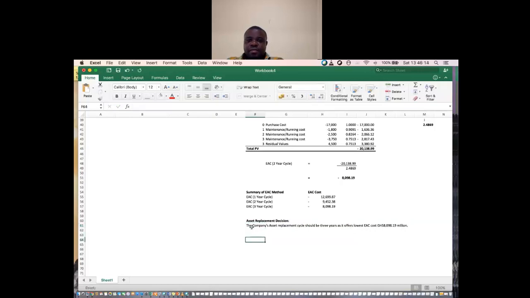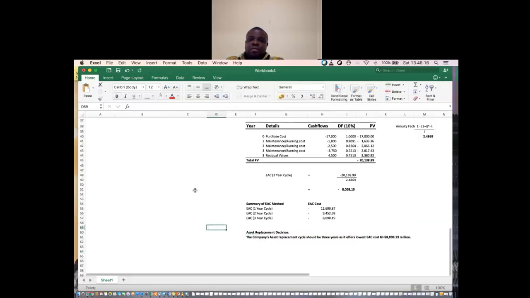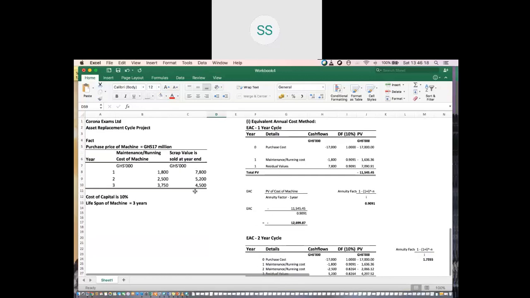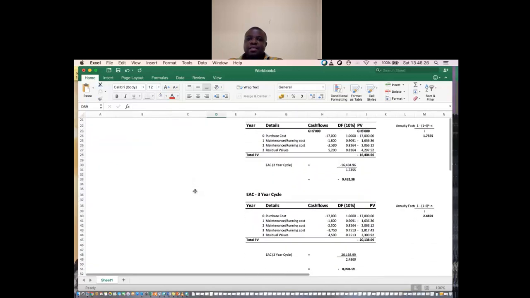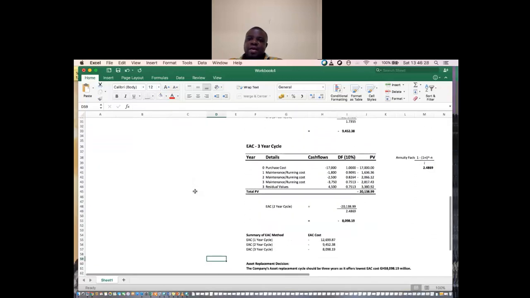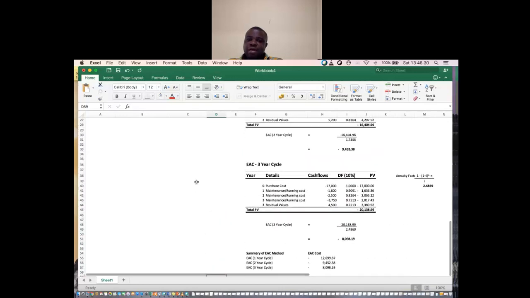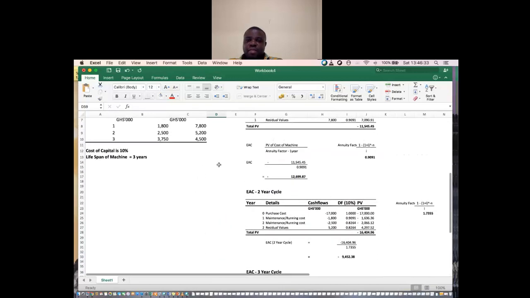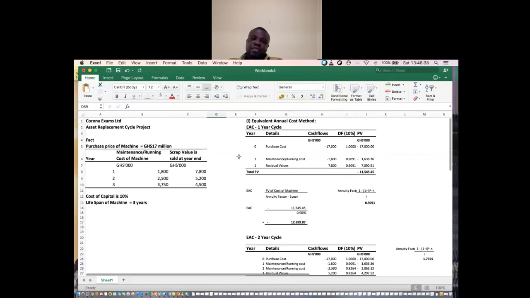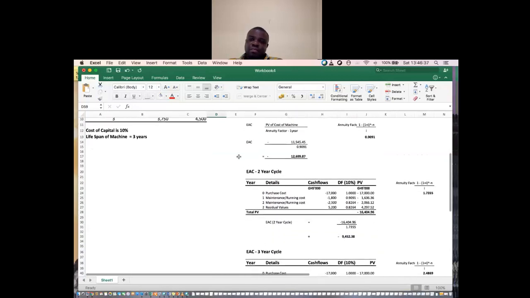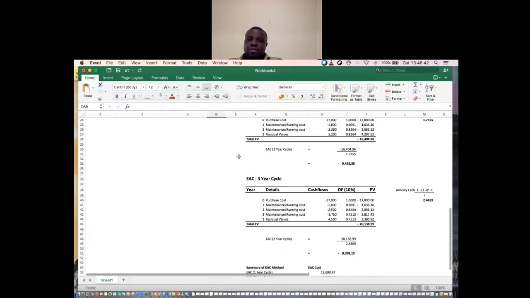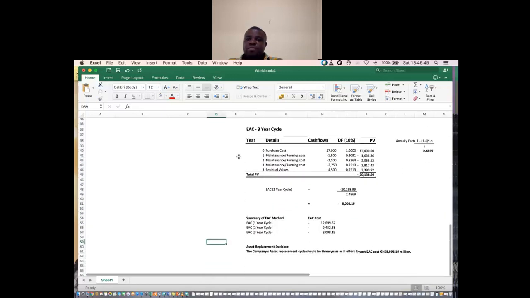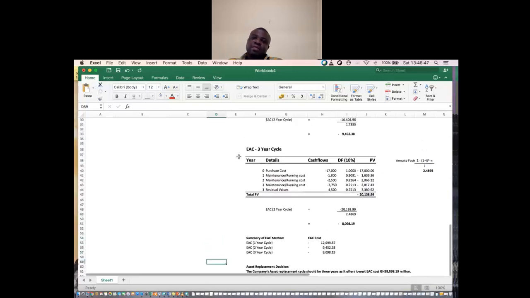All right. So on the whole, when we are going through the annual equivalent cost method, these are the decisions that we go through, and this is how we arrive at the annual equivalent cost method. Is there any question that I should take? No, sir. All right. So this is how we go about determining the annual equivalent cost method.